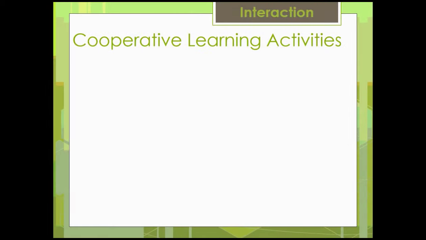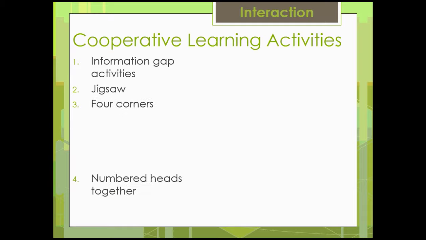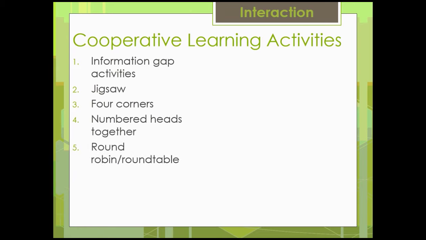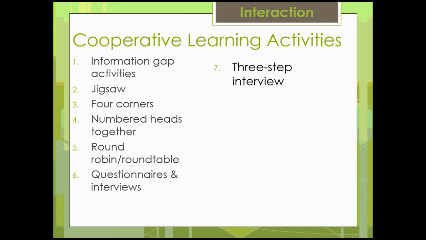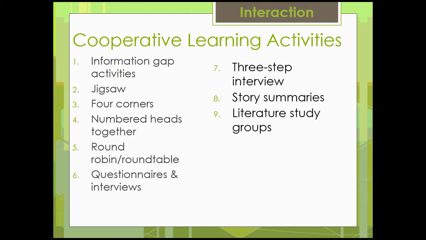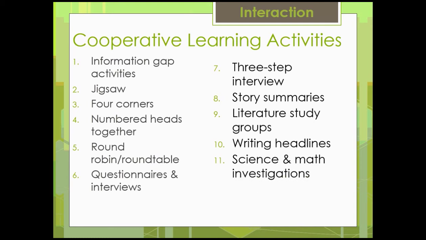Now, once they're in groups, here are some cooperative learning activities. You can do an information gap activity, a jigsaw, 4 corners, numbered heads together, a round robin or round table discussion, a questionnaire with interviews, a 3-step interview, story summaries, a literature study group, writing headlines, where students summarize text by giving it a headline, science and math investigations, or a think, pair, share.